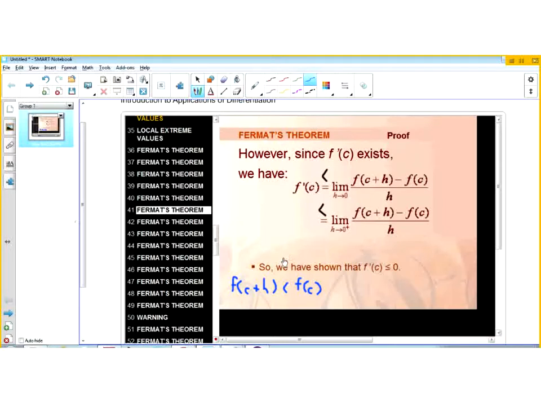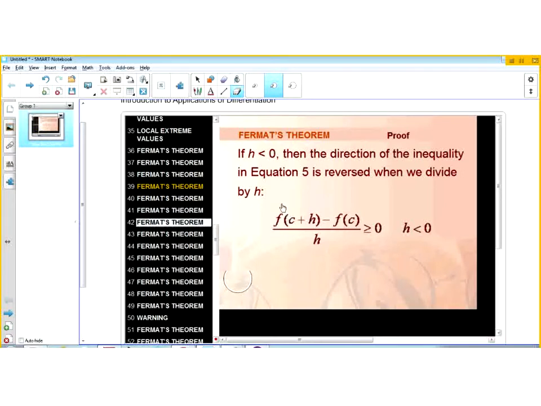All right. So for f prime of c, we have f prime of c is less than or equal to 0. And keep in mind that f of c is a local maximum. All right, so pressing forward. Now, if h were less than 0, then of course the direction of the inequality would be reversed because we're dividing by a negative number. Remember, when you divide by negative numbers in an inequality chain, it changes the direction of the sign. So now h in this case is less than 0.